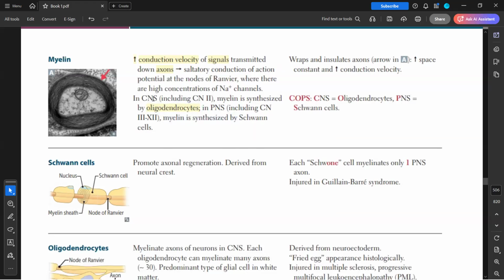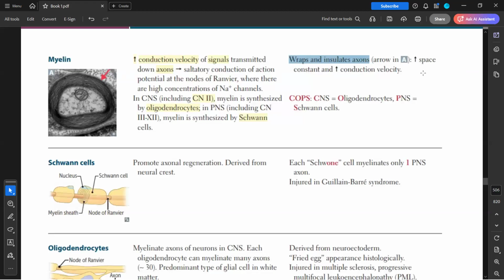So in PNS, which includes cranial nerve 3 and 12, myelin is synthesized by Schwann cells. But in CNS, including cranial nerve 2, myelin is synthesized by oligodendrocytes. So that's also something you should be familiar with, and do a lot of Anki flashcards. It will help you remember and retain all the information. So it wraps and insulates axons, which send out signals again.